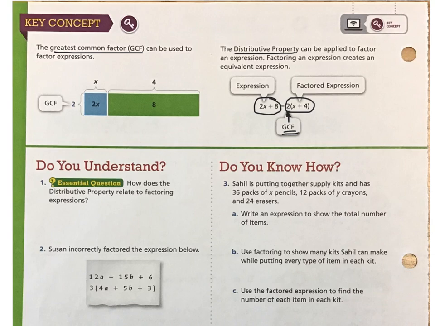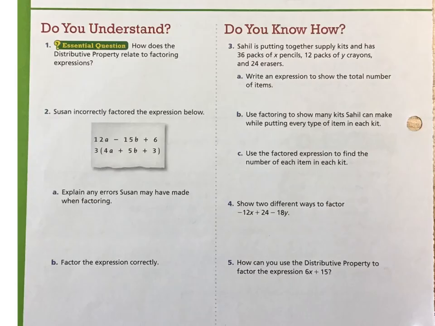Now we're going to try some work together. Let's take a look at questions 3, 4, and 5. Number 3 has 3 parts to it. So we're looking first for an expression, then we're going to factor that expression, and then we're going to use the factored expression to find the number of each item. So let's start with A.